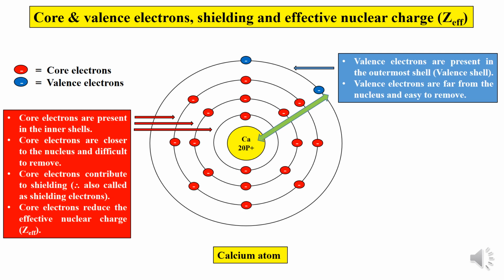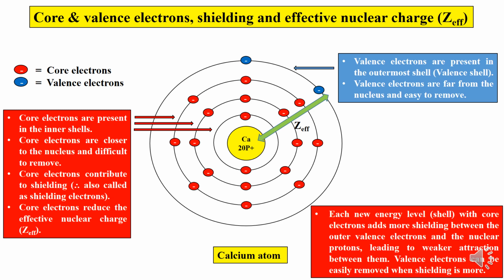So what is the effective nuclear charge? It is the electrostatic force of attraction between the positively charged protons and the outermost electrons. So usually it is referred to the valence electrons. Effective nuclear charge can also be defined as the net positive charge experienced by the electrons in a multi-electron atom.